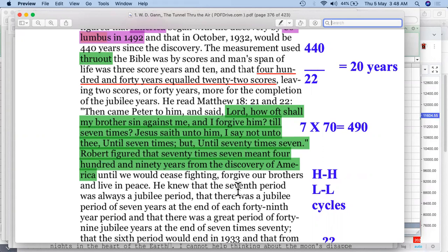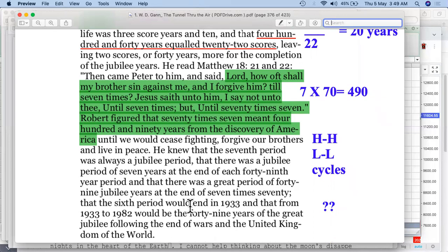He knew that the seventh period was always a jubilee period. Now, what is this seventh period? We are not typically sure, but what we understand is there is a period of 70 years, and these have been divided into 7 times. So, probably that's why he's telling that there was a jubilee period of 7 years at the end of each 49th year period, and that there was a great period of 49 jubilee years at the end of 7 times 70. Now, 7 times 70 is 490, and we have to again add 49 years to that.